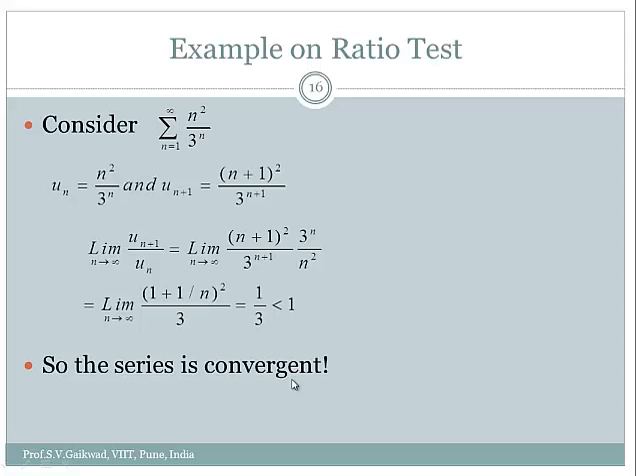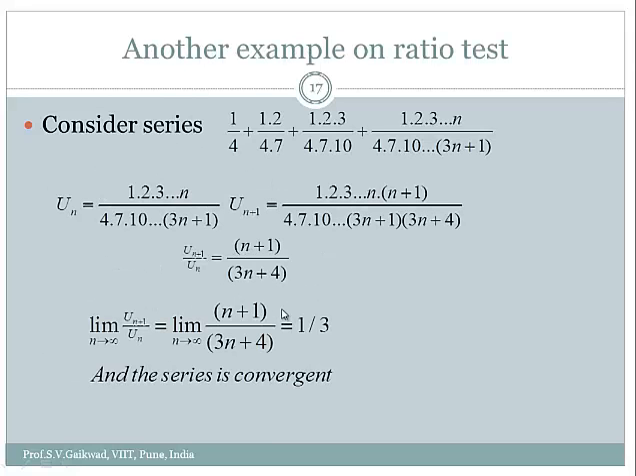So by ratio test, we found the limit of un plus 1 upon un and accordingly got the convergence of the series. This is one more example on ratio test.